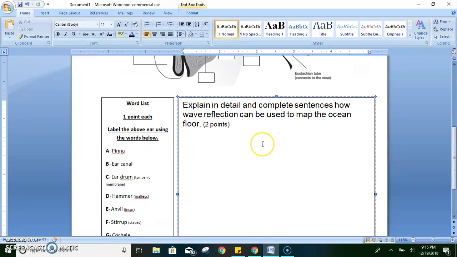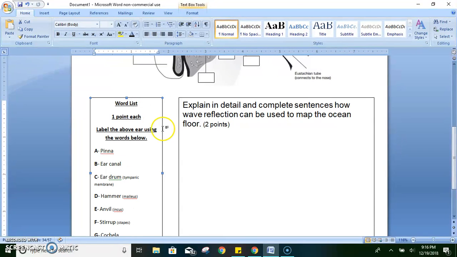And then the last question should look familiar as well. So explain in detail and complete sentences how wave reflection can be used to map the ocean floor. So this is something that we did in class, and this was actually the exact question that is on Google Classroom that I asked you to answer earlier in the week.